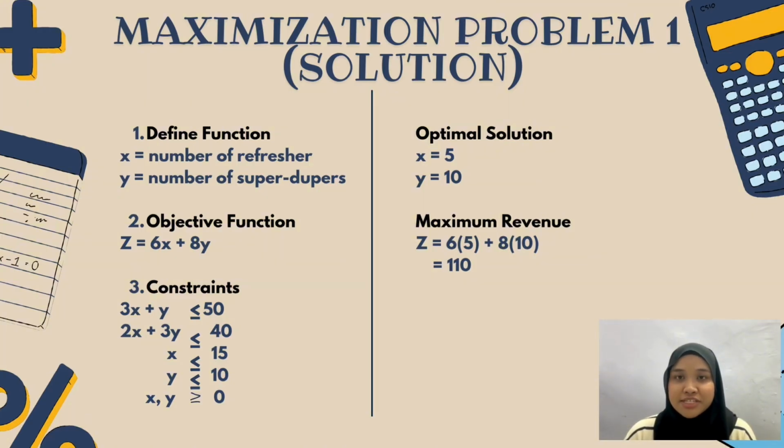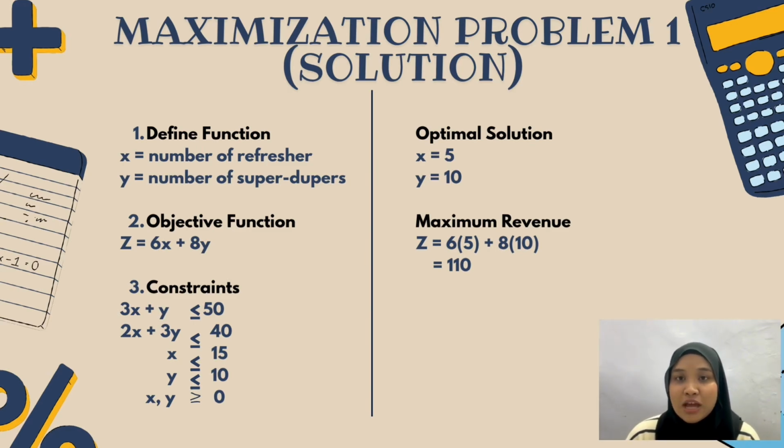For orange, each refresher uses 3 oranges and each super duper uses 1 orange. Since there are only 50 oranges available, the total number of oranges used must not exceed 50. For apples, each refresher uses 2 apples and each super duper uses 3 apples. Since there are 40 apples available, the total apple usage must not exceed 40.